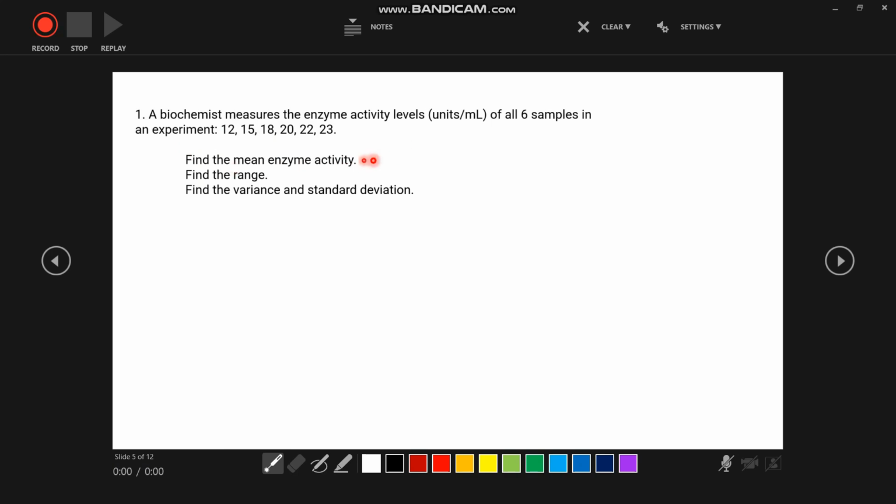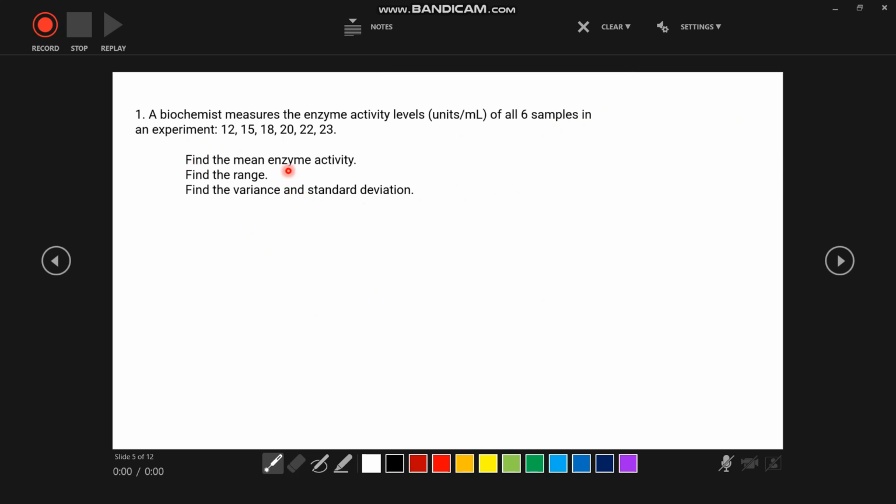So we have to find the mean enzyme activity, the range, the variance and the standard deviation. Now, which formula are we going to use for this variance? Is it population or sample? If you check, the question says a biochemist measured the enzyme activity level of all six samples. That is, all the samples we have in that experiment is six. So we have the entire data, so it will be population variance.